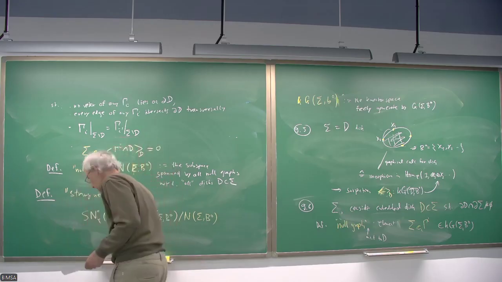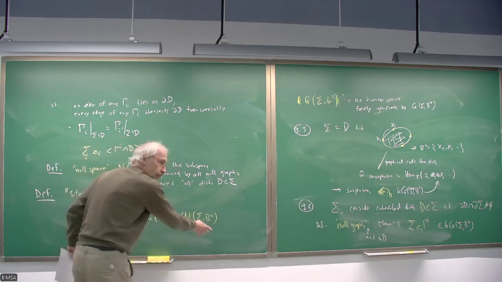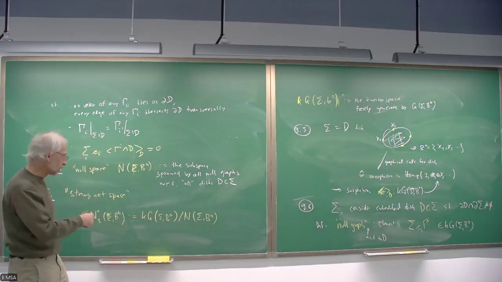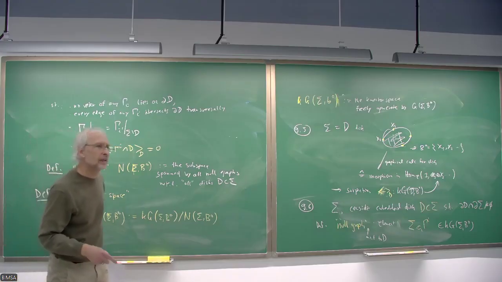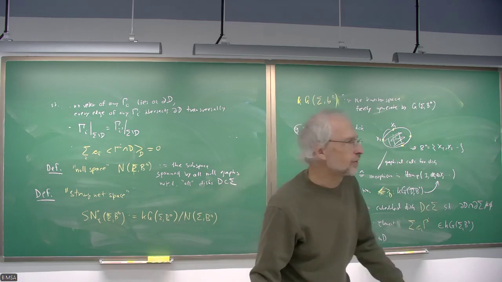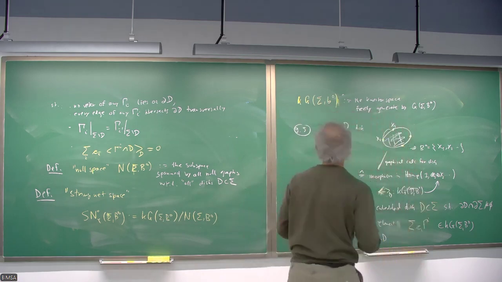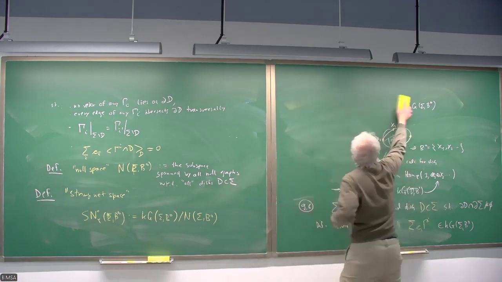And notice this is a huge space. This is also still a huge space. It will turn out that the quotient is actually finite dimensional, but it's not so easy to see this directly. It's quite a bit later.